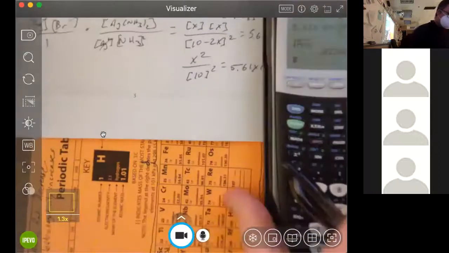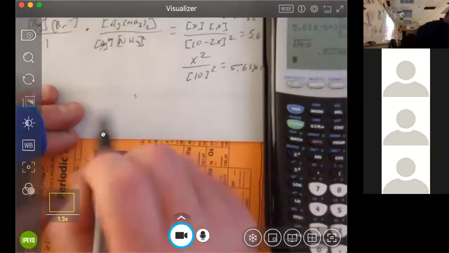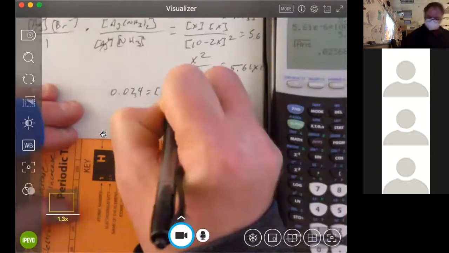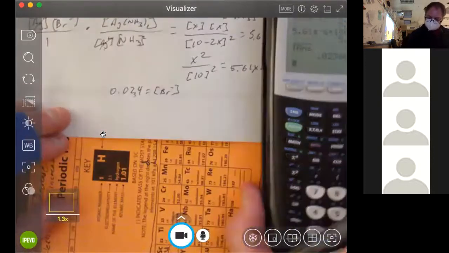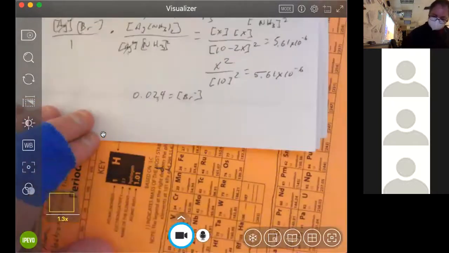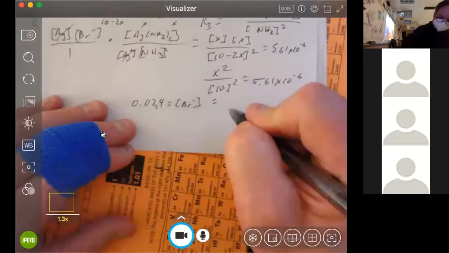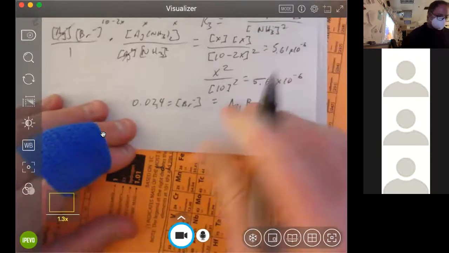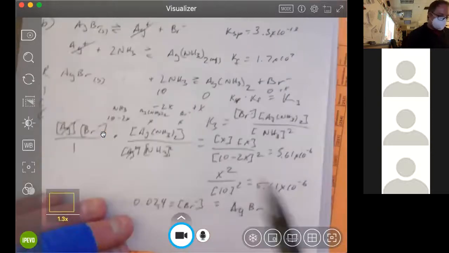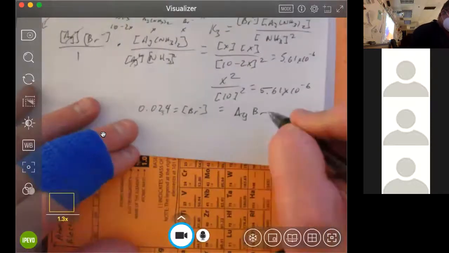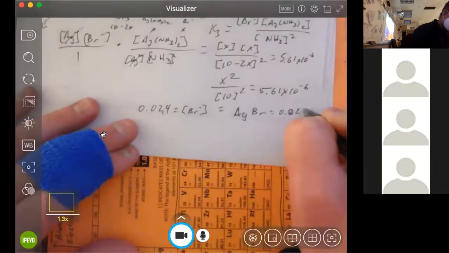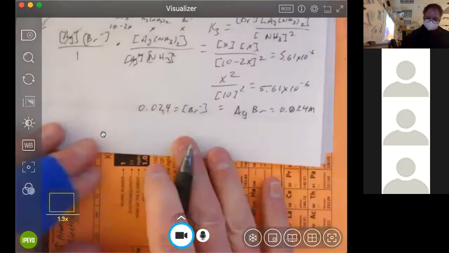So here's the key now. That means that we have 0.024 for the concentration of the Br negative. Right? And that also equals the molar solubility of the AgBr, because for every 1 Br we get, we dissolve 1 mole of AgBr. You get 0.024. Cool. So that's moles per liter.